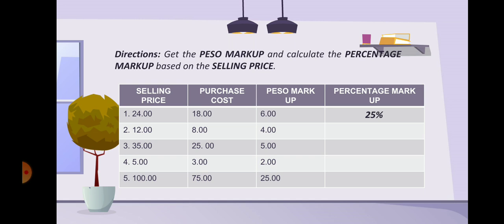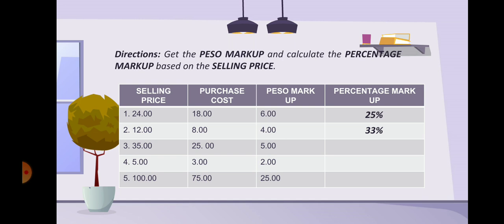Number 2, selling price is 12 pesos. Purchase cost is 8 pesos. The peso markup is 4 pesos. What is the percentage markup? Okay, we have 33%. Okay, next, the selling price is 35 pesos.